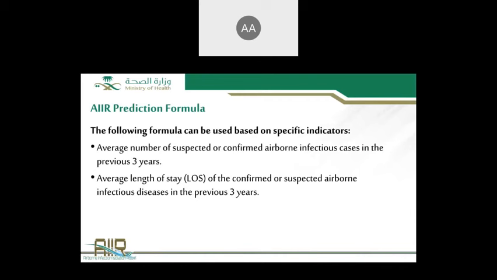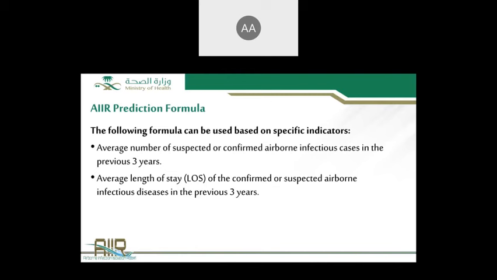This formula will be explained further by my colleague Adil, but now I will give you the main indicators that we require in this formula. The following formula can be used based on specific indicators. We need to gather specific data in order to use this formula. The first thing is the average number of suspected or confirmed airborne infectious cases in the previous 3 years. The second indicator is the average length of stay of the confirmed or suspected airborne infectious disease in the previous 3 years. We have to collect those indicators from various sources, such as the admission office, the bed management, the laboratory data, from wherever we can gain the sources in order to use the formula.